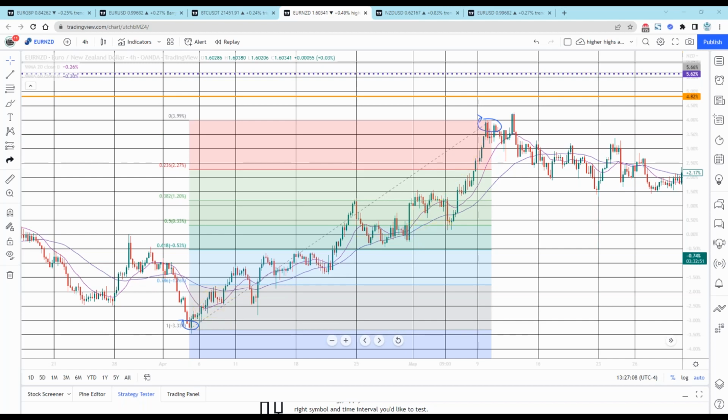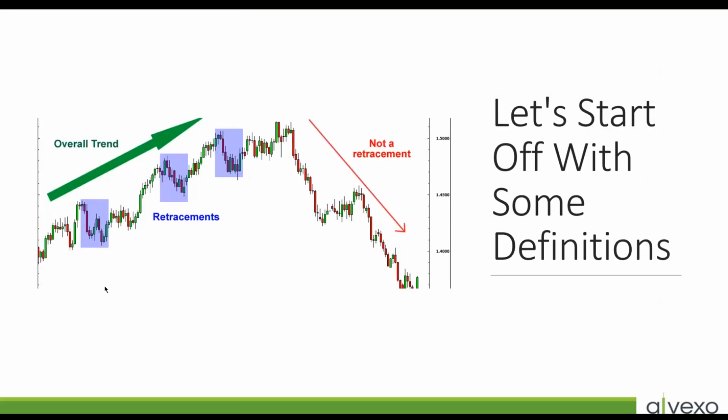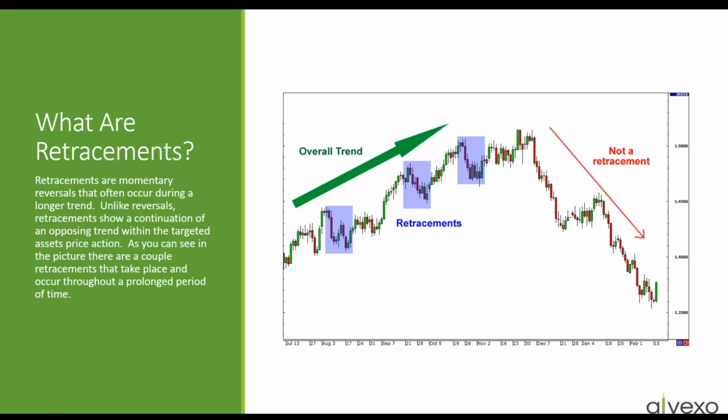So let's go back to my PowerPoint for a minute here. So let's start with some basic definitions. A retracement is a momentary reversal that often occurs during a longer trend. Unlike reversals, retracements show a continuation of an opposing trend within the targeted asset. In other words, the trend is moving up, price is retracing.